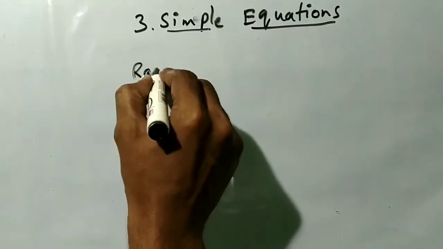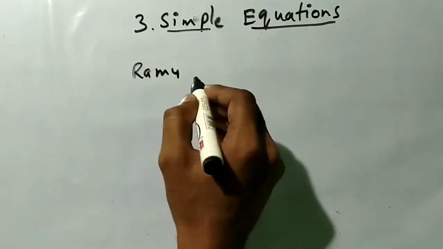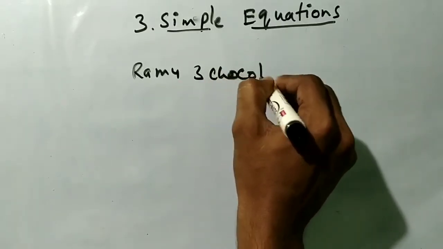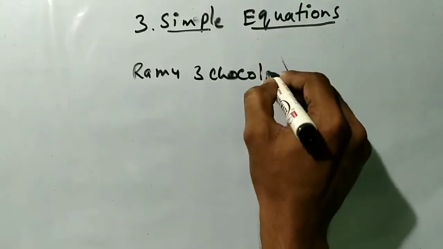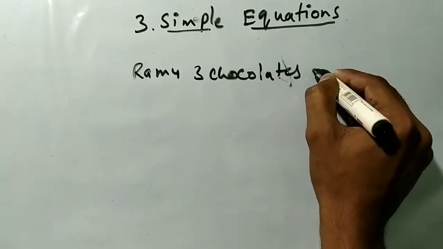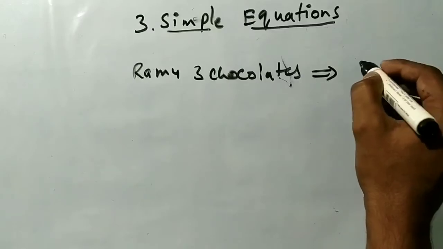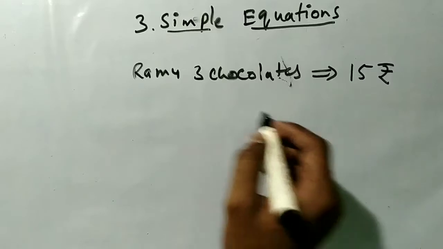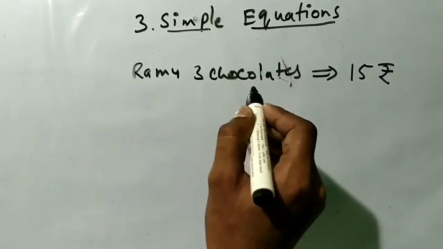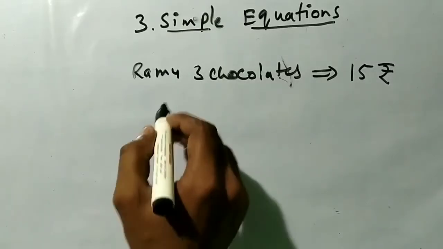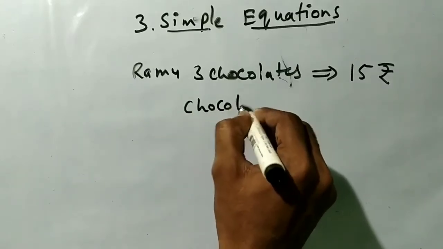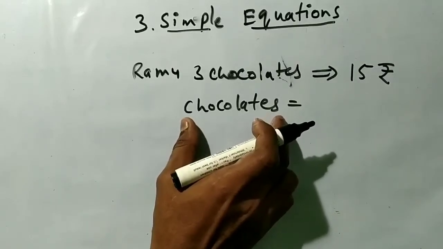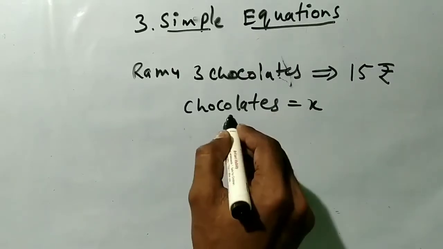Ramu has 3 chocolates, which cost is equal to 15 rupees. Let's think. We want the cost of one chocolate, so let's say one chocolate is equal to x. Instead of writing so many words, we can write 1x, only one term. That is, x is nothing but a chocolate.